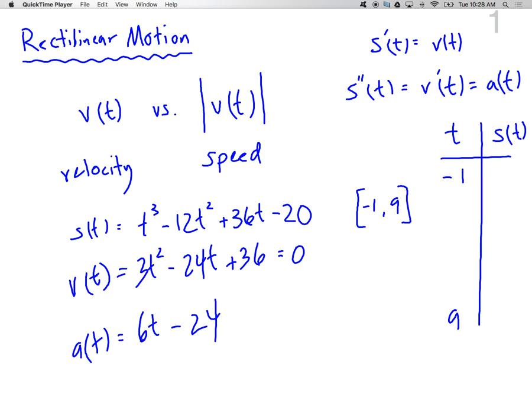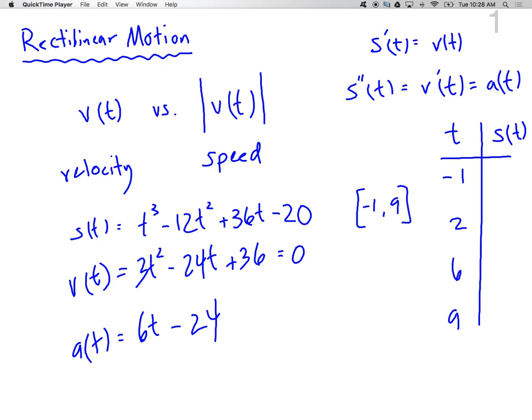T is equal to 2 and 6. Can somebody confirm? Yeah, 2 and 6, beautiful. Okay, so those are our relevant points. Where's it starting? Where is it ending? Where is it changing directions? By looking at the values where the velocity is equal to 0.